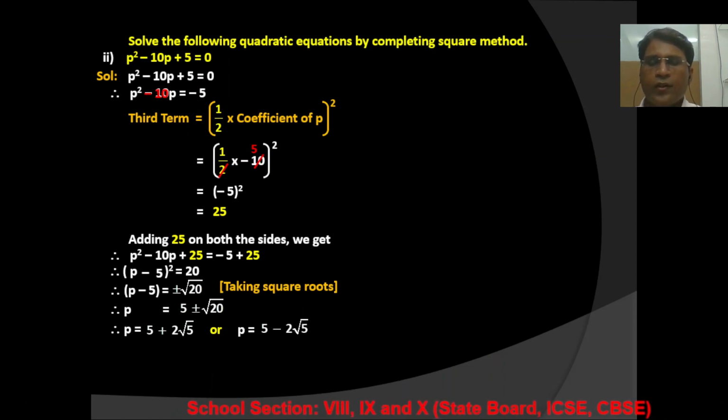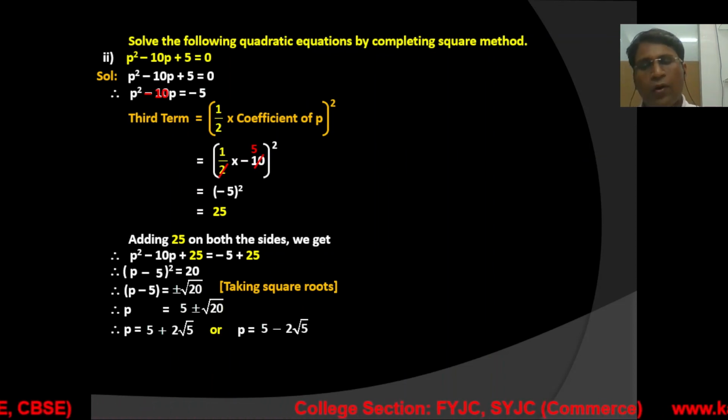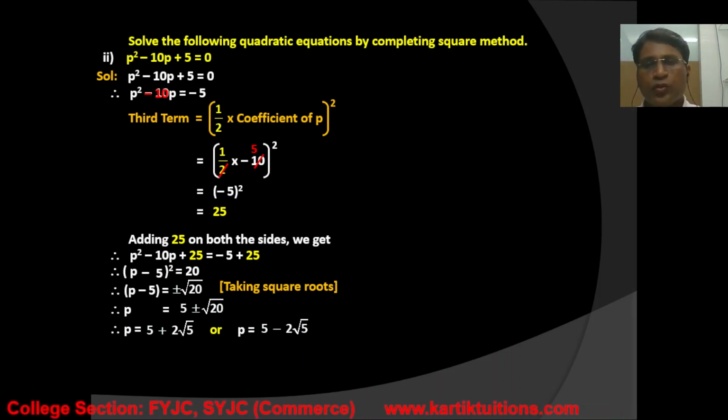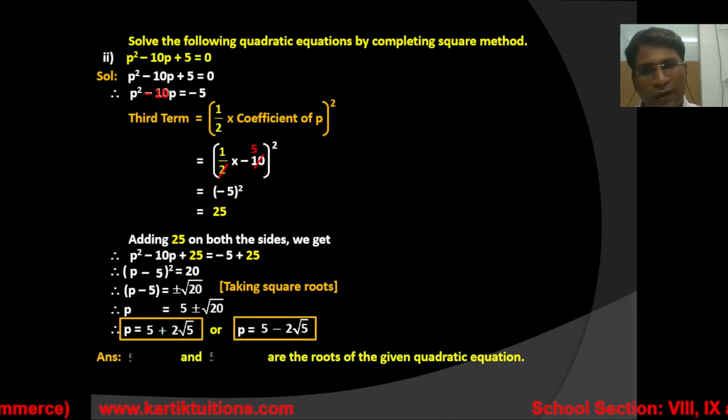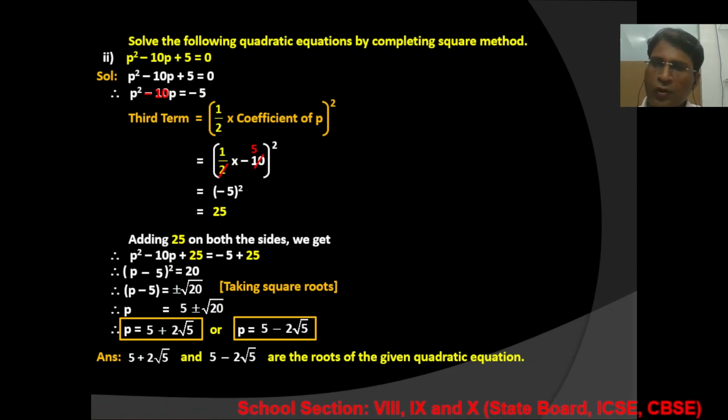So in other words, the two roots we got are p is equals to 5 plus 2 root 5 or 5 minus 2 root 5. So these two are the roots of the given quadratic equation. I hope you must have understood this method.